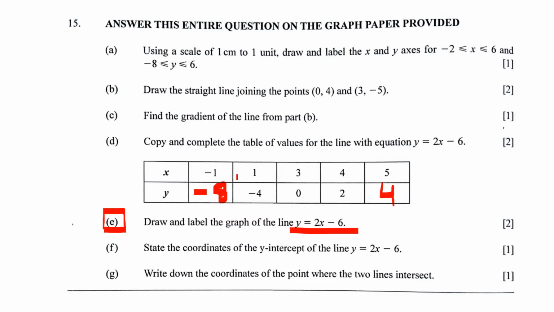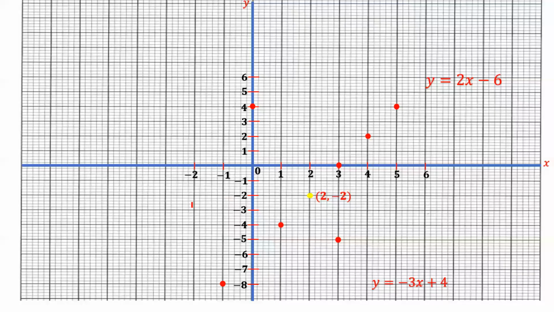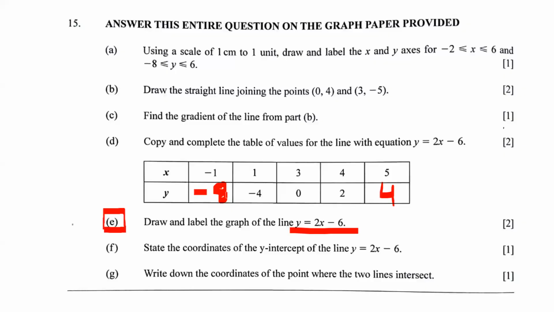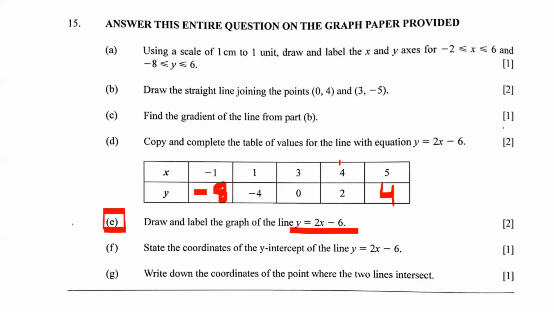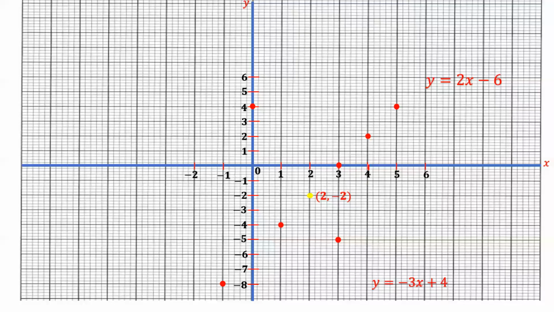So our first point that we're going to graph is negative 1, negative 8. So let's do that. That's our first point. The next point is positive 1, negative 4. The next point is 3, 0, that's going to be this point right here. The next point is 4 and 2. So 4 on the x-axis, 2 on the y-axis. The next point is 5 and 4.